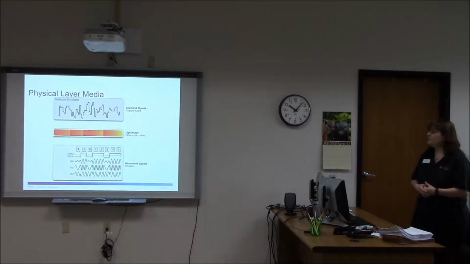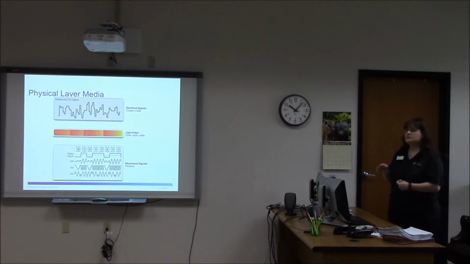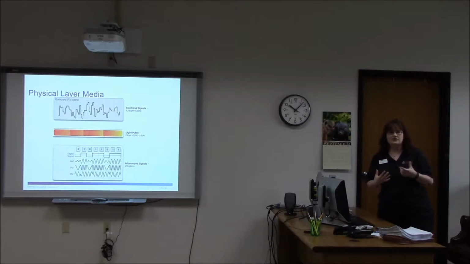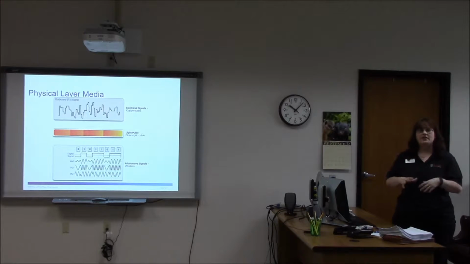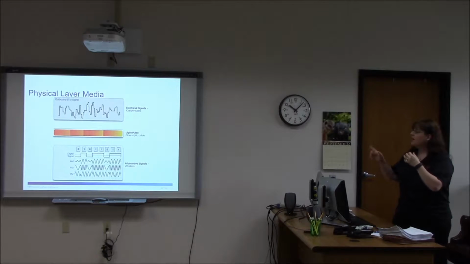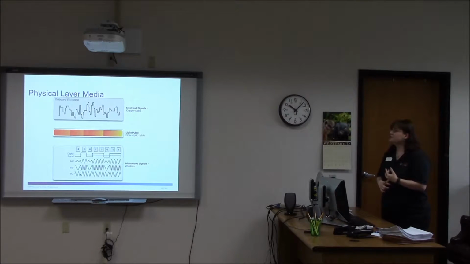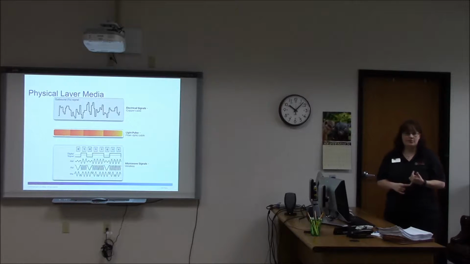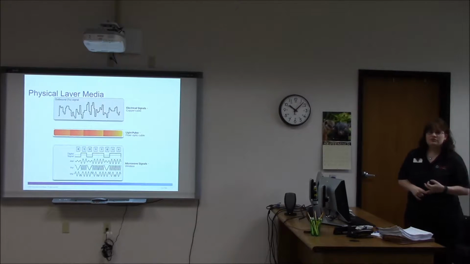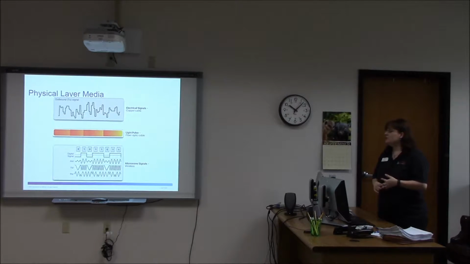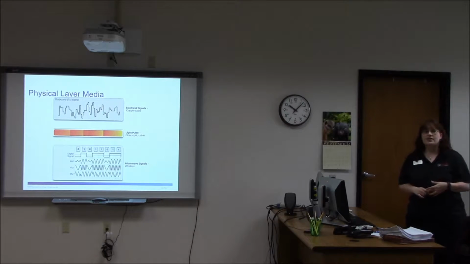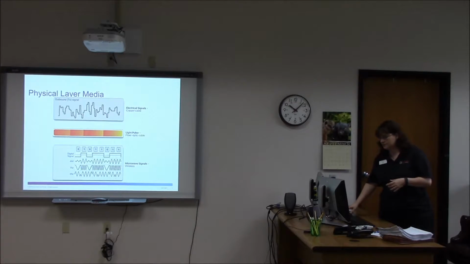There's 3 forms of media on the physical layer. All 3 of these types are governed by these standards organizations. We kind of touched on those last week. There were a whole bunch of different ones and they all kind of had different jurisdictions. But you can have electrical signals, those come from copper cable. You can have light signals, those come from fiber optics. And then you can have microwave signals that come from wireless media.